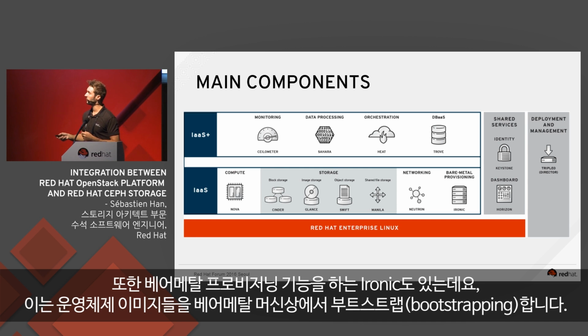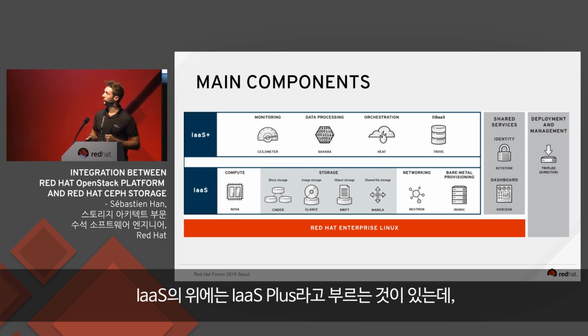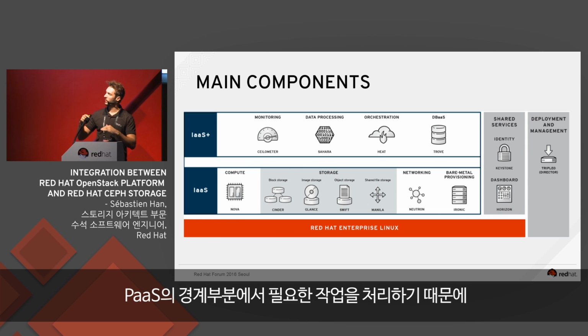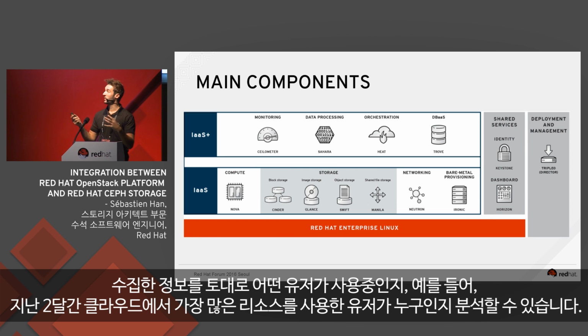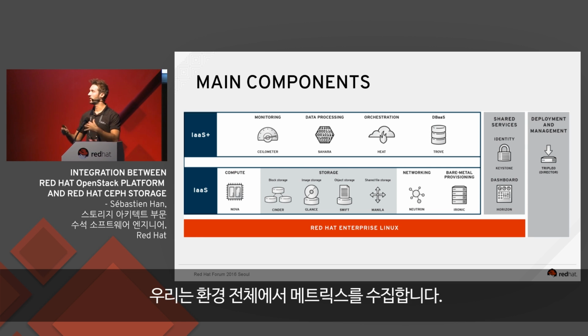On top of the infrastructure as a service, we have what we call infrastructure as a service plus, because we are almost scratching the border of the platform as a service. So what we get is monitoring with Ceilometer. We basically collect and gather metrics from the cloud, and we interpret them. So we can say which user is using, for example, most of the resources from the cloud for the last 2 months. So we collect and we get metrics from the entire environment.